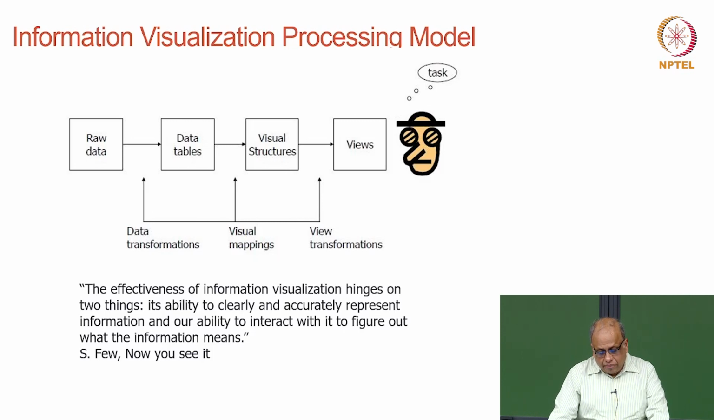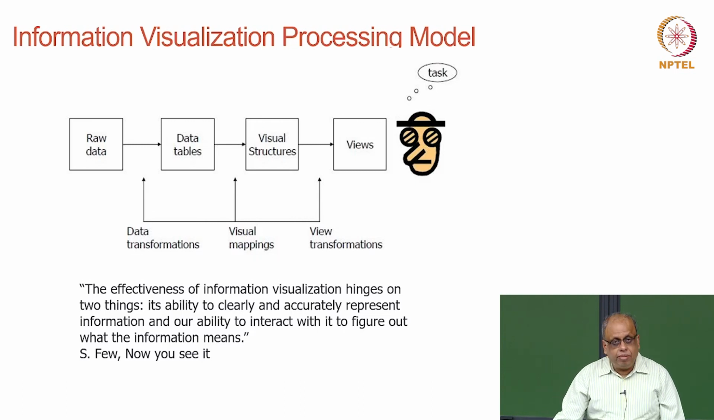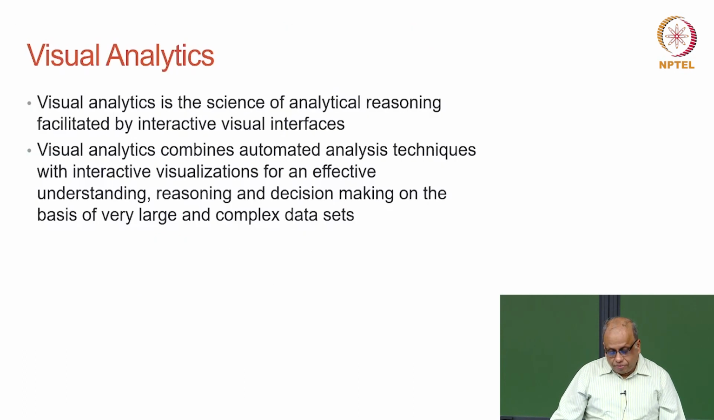And what S. Few, who is another noted researcher in this field, had said, the effectiveness of information visualization hinges on two things: the ability to clearly and articulately represent information, and our ability to interact with it to figure out what the information means. So the first part is creating visualization from the raw data, and then how you interact with the data so that you can really understand the data better. So both are very important for information visualization.